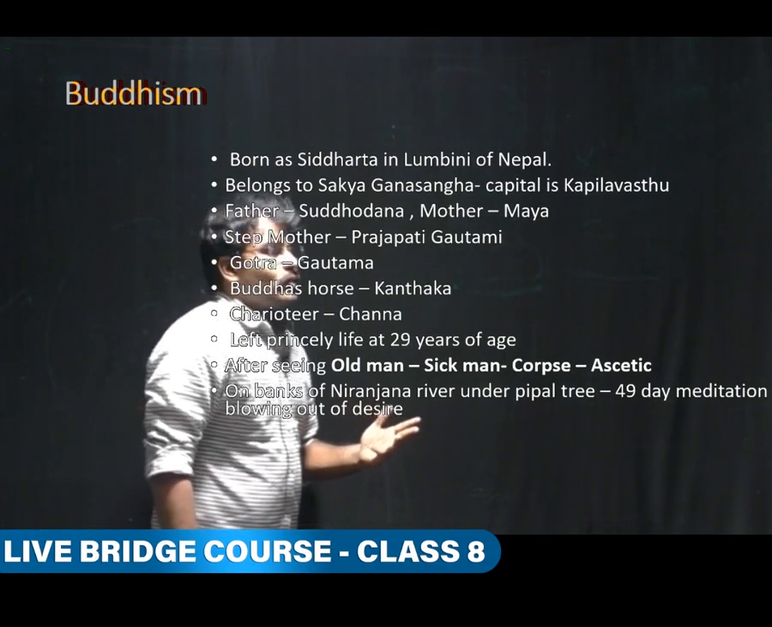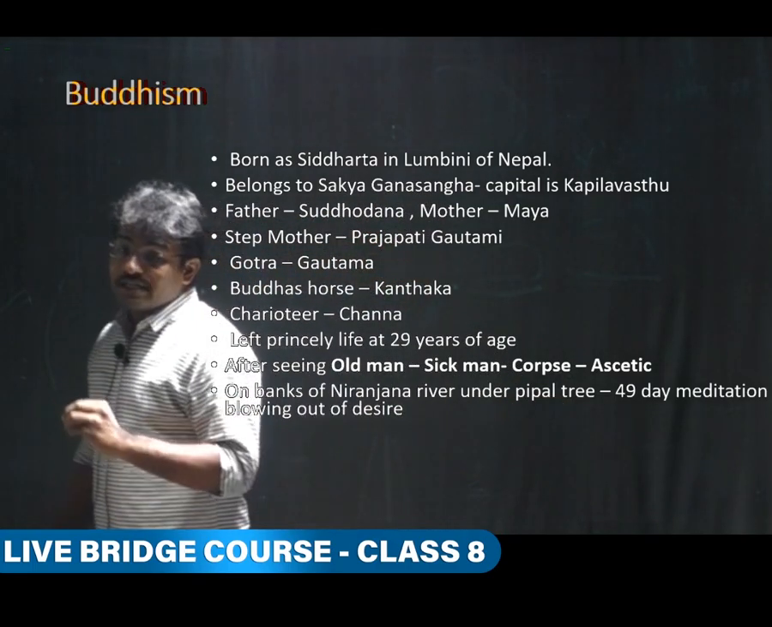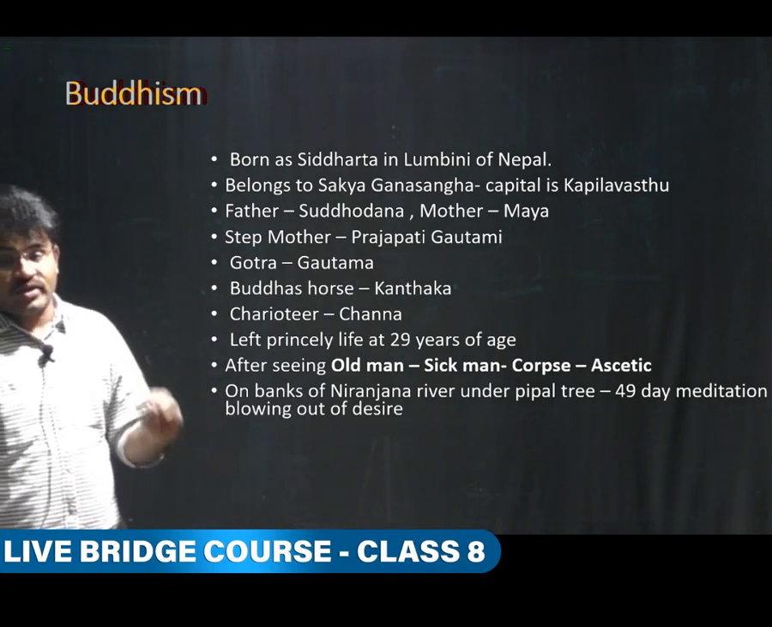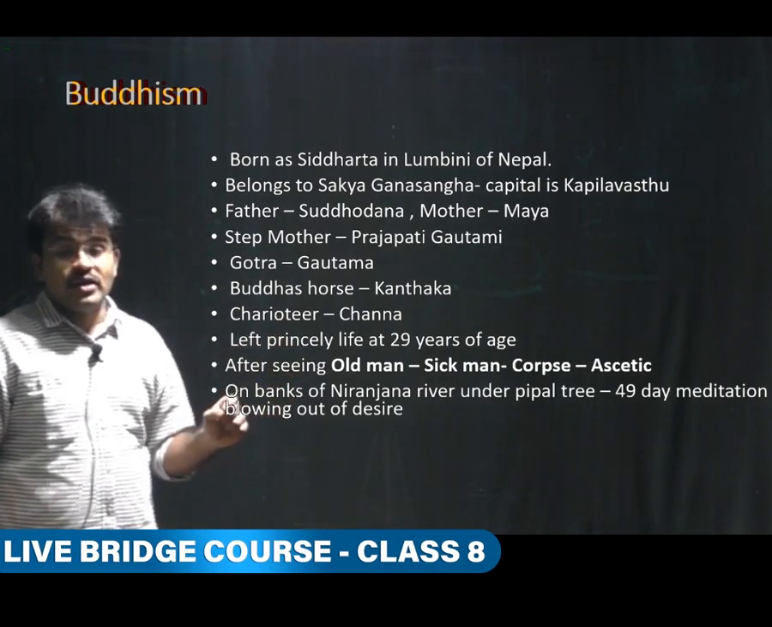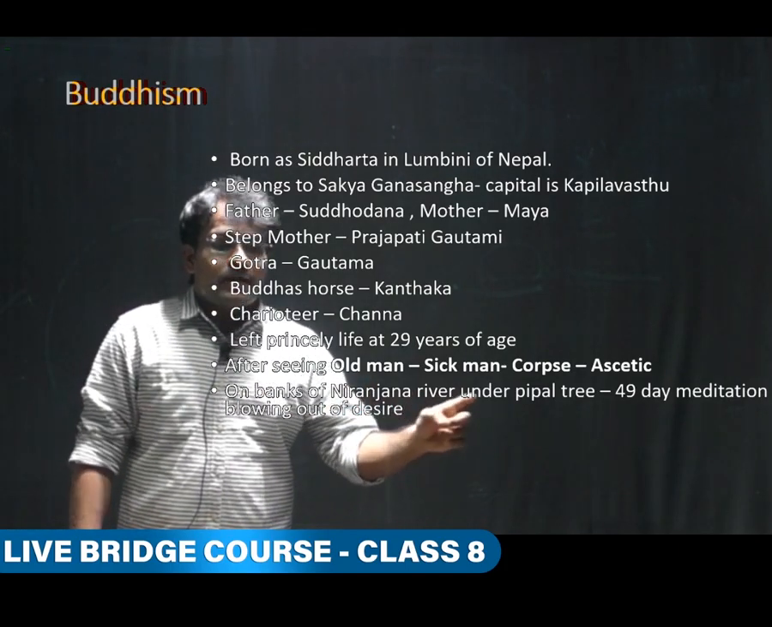So UPSC has once asked the order of things that Buddha has seen. This has been a question. That's the reason why this is very significant, and Buddha's life story is also very important for us. Who his father is, who his mother is, all of these things are very important for us. So he sees an old man, a sick man, a corpse, and an ascetic.